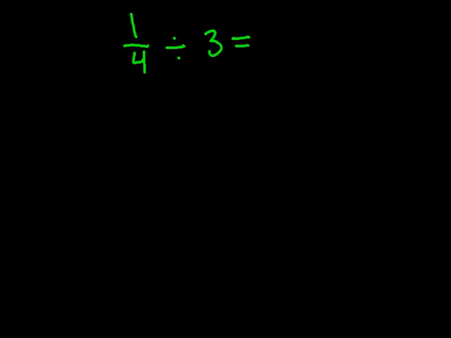The first thing we're going to do is draw a whole and represent it with our fraction. So we'll draw one whole and then we'll cut it up into fourths because that's what our fraction is. Then we're going to shade in the fraction. So we're going to shade in 1/4.